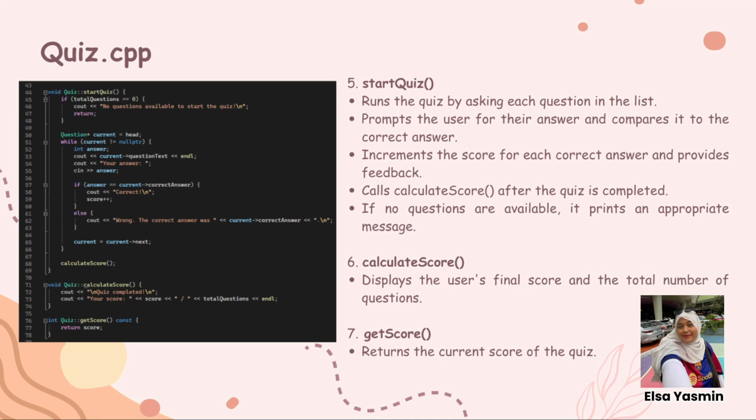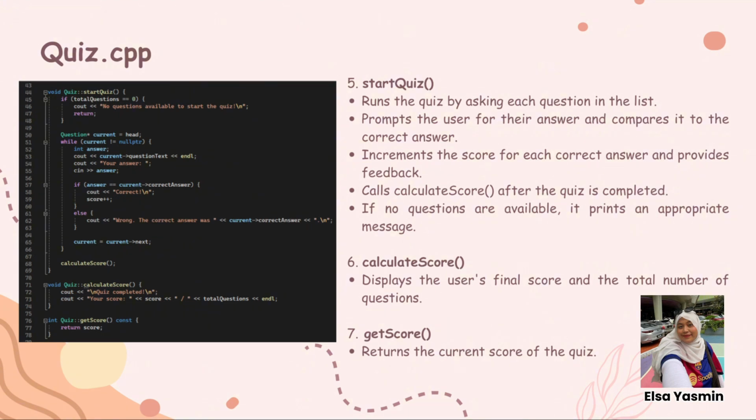It runs the quiz by asking each question in the list, prompts the user for their answer and compares it to the correct answer, increments the score for each correct answer and provides feedback, calls calculate score after the quiz is completed, and if no questions are available, it prints an appropriate message.